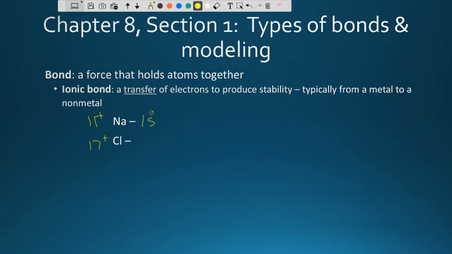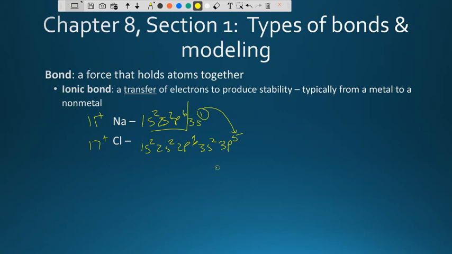So sodium is going to be a 1s2, 2s2, and then 2p6, 3s1. We get to chlorine and we get 1s2, 2s2, 2p6, 3s2, 3p5. And so to achieve that stability of that full octet, sodium would actually be transferring that single electron down into the 3p sublevel for chlorine.